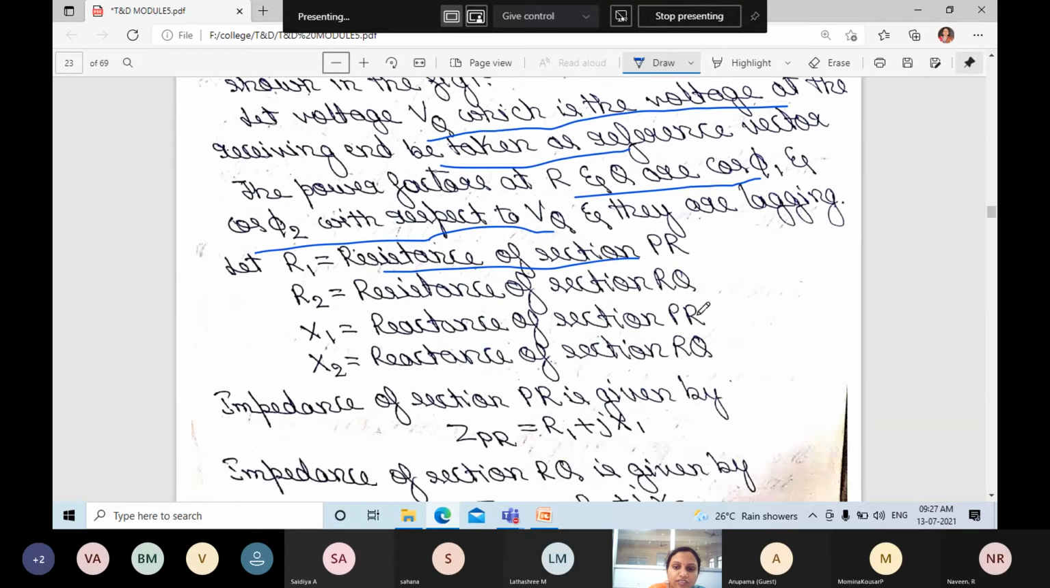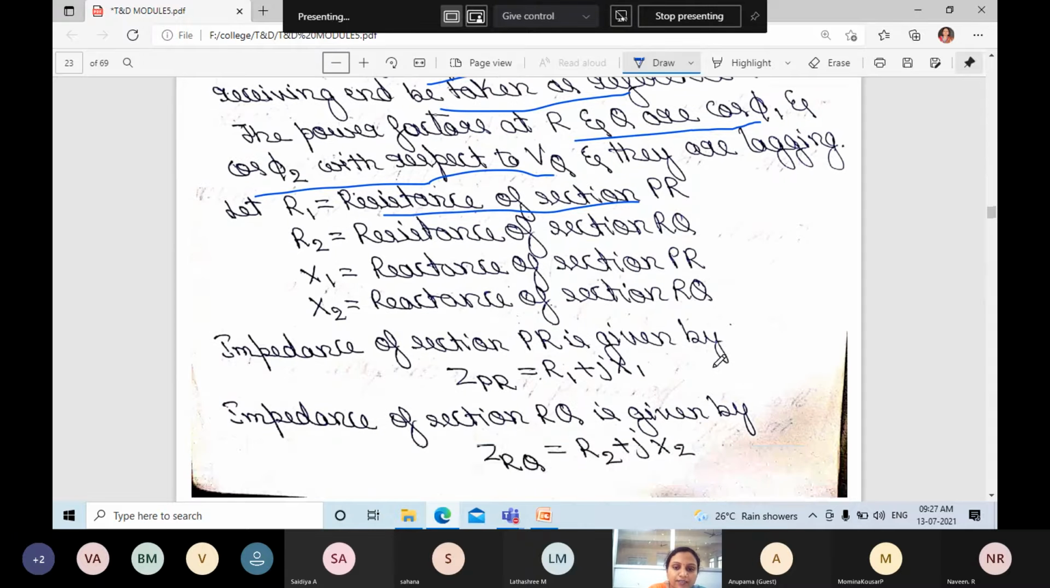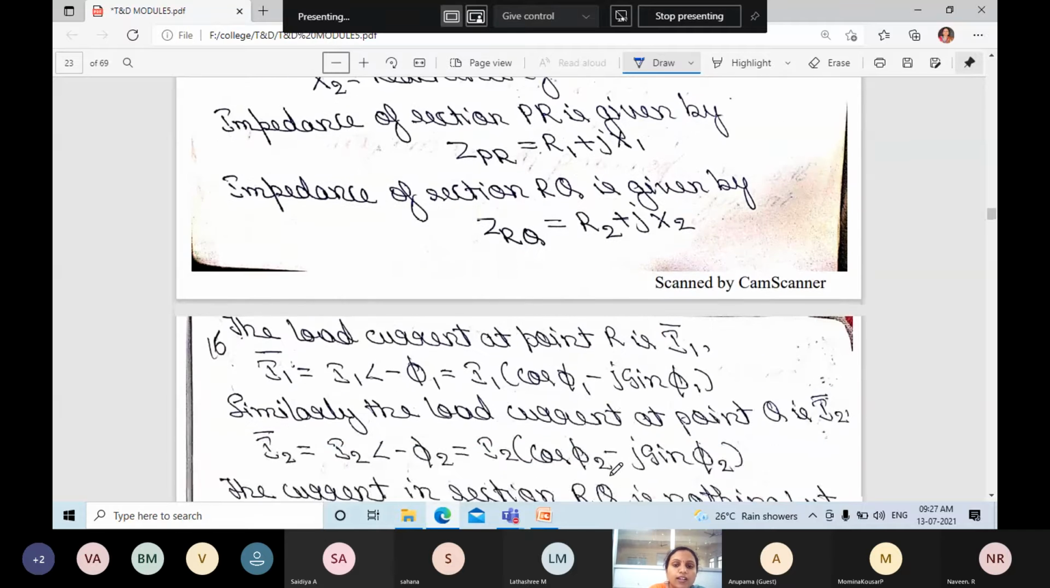R2 is the resistance of section RQ, and X1 is the reactance of section PR, X2 is the reactance of section RQ. The impedance of section PR is given by ZPR equal to R1 plus jX1. The impedance of section RQ is given by ZRQ equal to R2 plus jX2. The load current at point R is I1 at angle minus phi 1, that can be written as I1 cos phi 1 minus j sin phi 1.